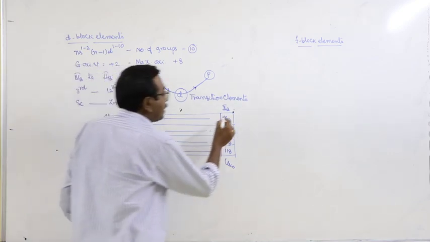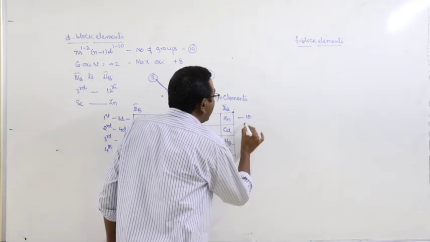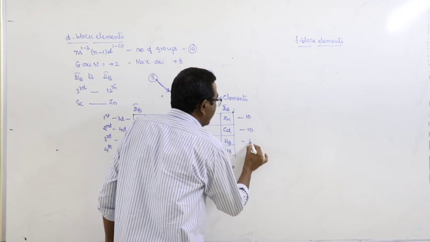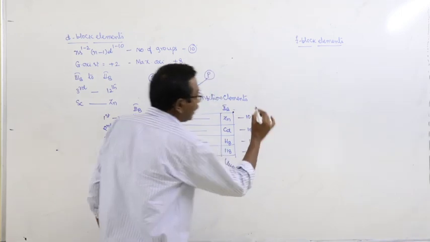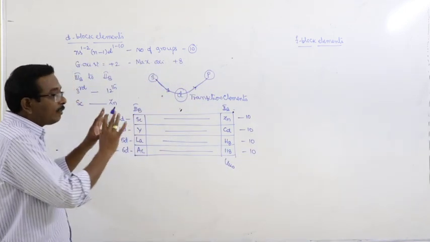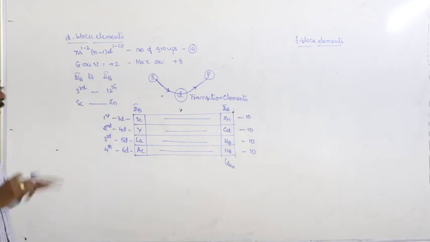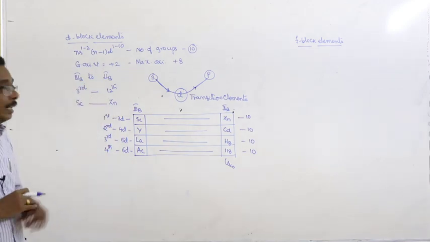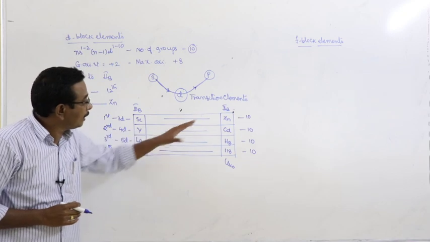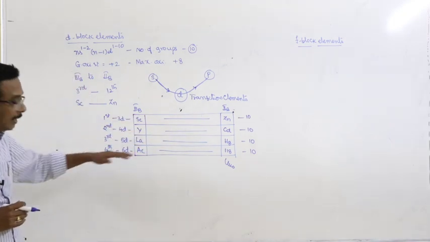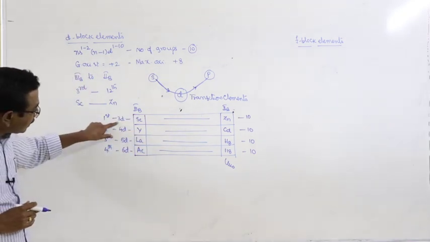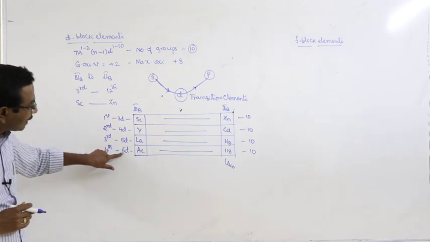Each horizontal row contains 10 elements. They are arranged in 4 horizontal rows in between the s and p blocks. Each horizontal row represents a series, and they are the 3d series, 4d series, 5d series, and 6d series.